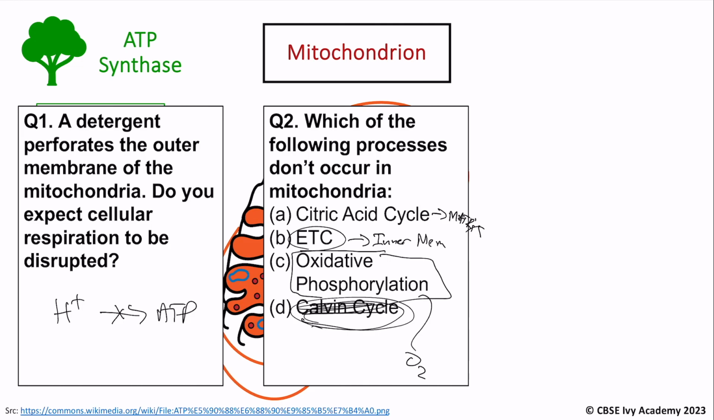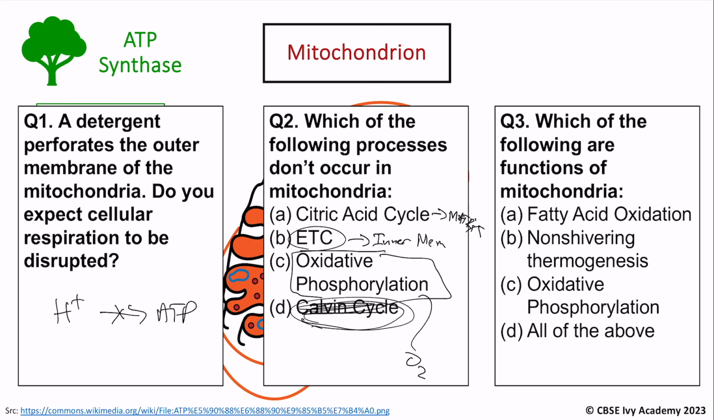That's in chloroplasts. Which of the following are functions of mitochondria? Fatty acid oxidation, non-shivering thermogenesis, oxidative phosphorylation, or all of the above? The answer is all of the above. The mitochondria will oxidize fatty acids. They can allow H+ ions to flow down their gradient without producing ATP, but instead produce heat or thermal energy, and they can do oxidative phosphorylation to produce ATP.